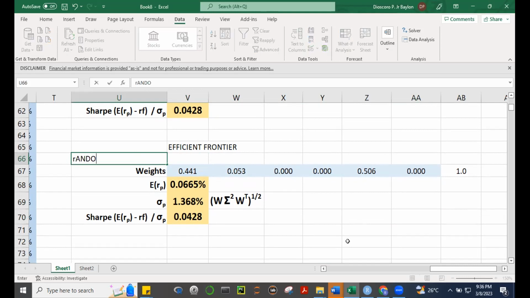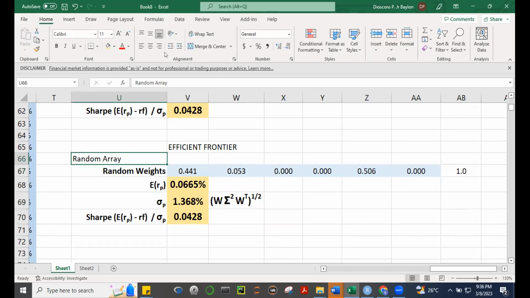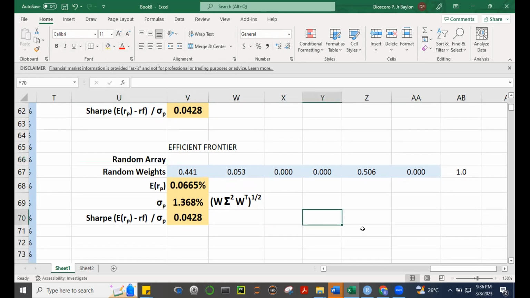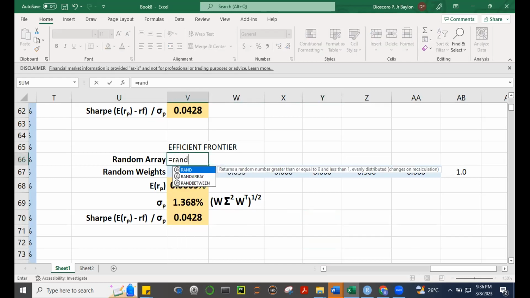So we will now create a random array. Tapos ito, gawin natin itong random weights. Random weights. Random array. Alright. So random array, ang gagawin natin dyan, mag-create tayo ng mga random numbers. So this will be equal to, type natin RANDARRAY. Ayan, RANDARRAY pala, sorry.